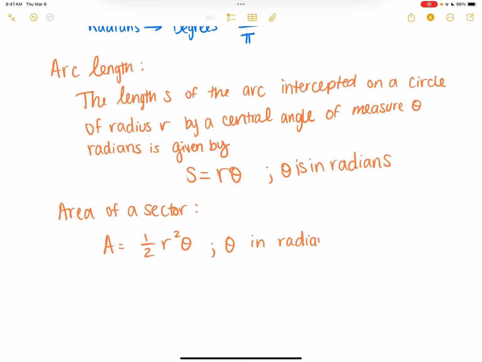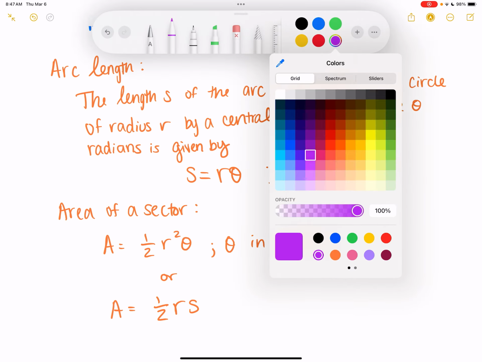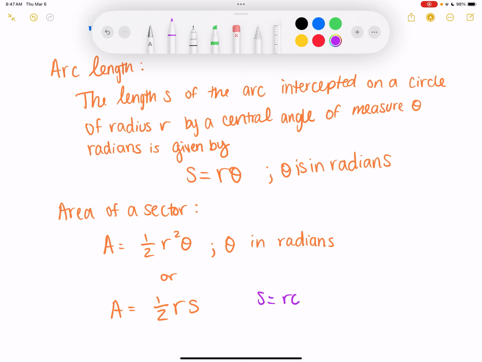Or area equals 1/2 r times s, where S is r theta from up here. Again, theta still would be in radians when I do that. So if I've already solved for S, I like this bottom formula better. But if they haven't asked me to find arc length and it's simply just an area problem, then I use this top one. So either way is fine.